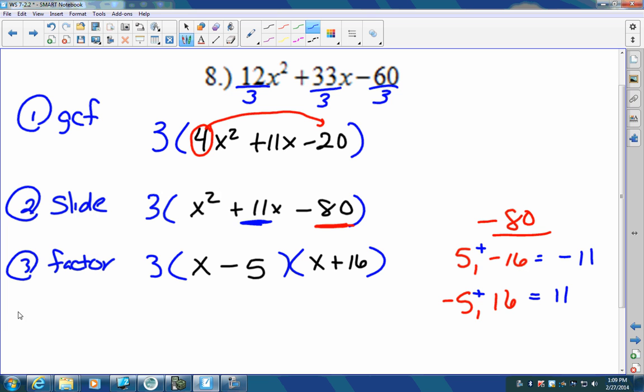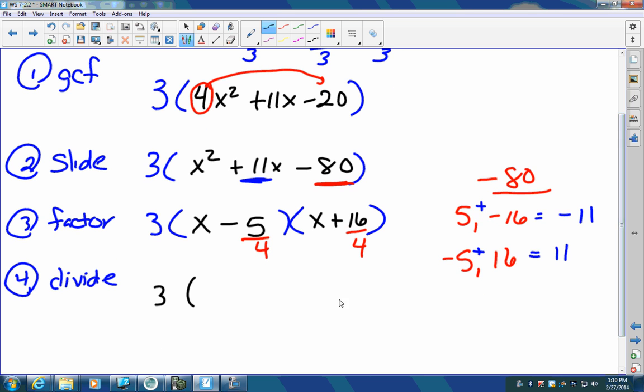Step 4. You have to slide, then you have to divide. What am I supposed to be dividing by? I divide by what I slid. What did I slide? The 4. So I'm going to divide by 4. Okay? Don't forget your GCF. Leave that out there. Now, does 5 divided by 4 work out evenly? No. Can I reduce it any farther? No, that's as low as it goes.